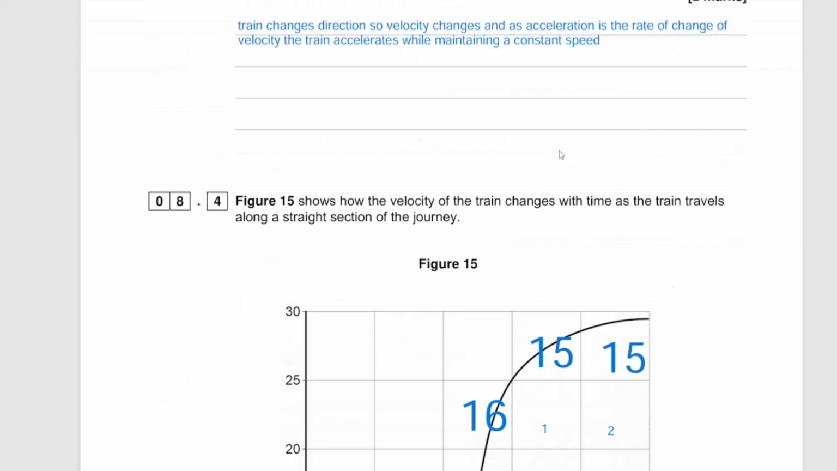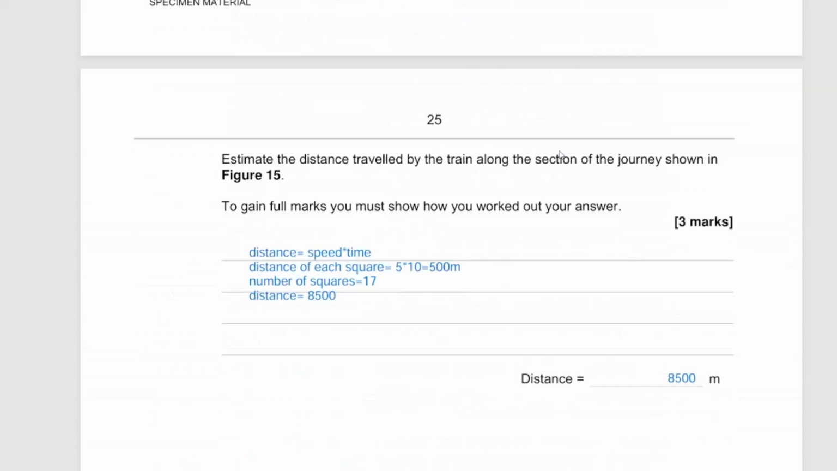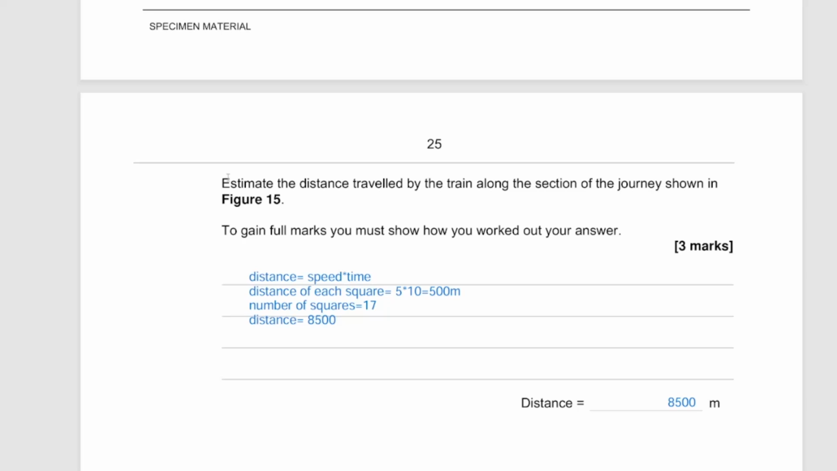Now moving on to 8.4, we're shown how the velocity of the train changes with time as the train travels along the straight section of the journey. As you can see, I've counted the squares. We're asked to estimate the distance travelled by the train along this section of the journey. To gain full marks, you must show how you worked out your answer.